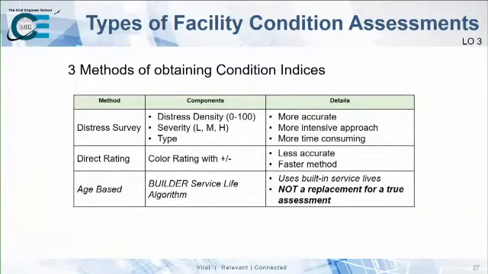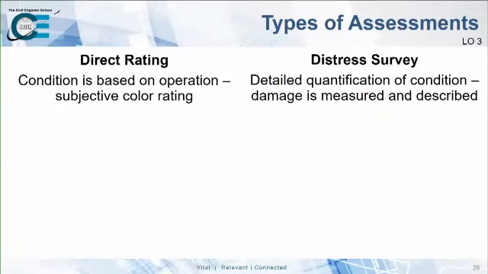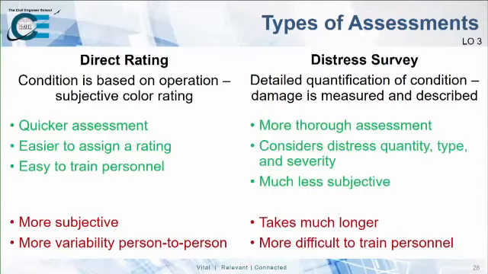And then there's 3 different ways to do condition assessments. This is kind of knowledge information. This might be something you want to reference during the exam, but basically we use color ratings. That's how Builder does it. So you got red, amber, and green, plus and minus, and that's how we do assessments. Kind of curious, does anyone want to give a reasoning why direct rating or a distress survey is, well, we'll skip through it. I'll just tell you the answer.